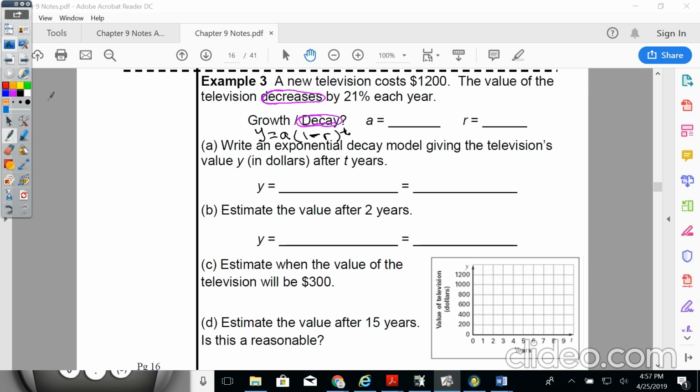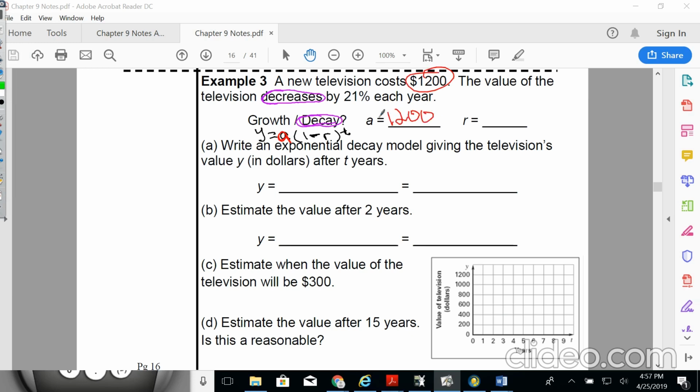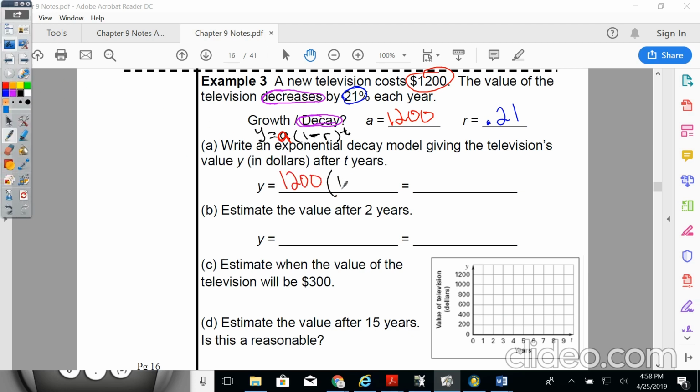So the a value is the initial amount that you paid for. So a new TV is the 1,200. And the r value is your rate of decrease. So the 21% as a decimal would be 0.21. And then we just plug it in. So y equals a is 1,200. And we do 1 minus, because it's decreasing, 0.21. And we raise that to the t power.